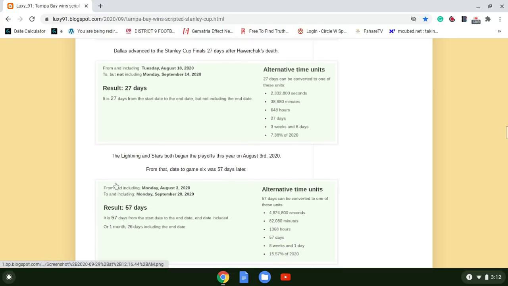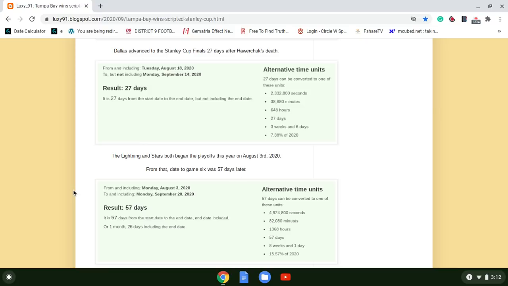So, from August 18th to the date Dallas clinched the Stanley Cup Finals was a span of 27 days. September 14th was the date Dallas eliminated Vegas to advance. The Lightning and Stars both began the playoffs on August 3rd. From that date to the date the Lightning concluded the Stanley Cup by winning their second championship was 57 days.